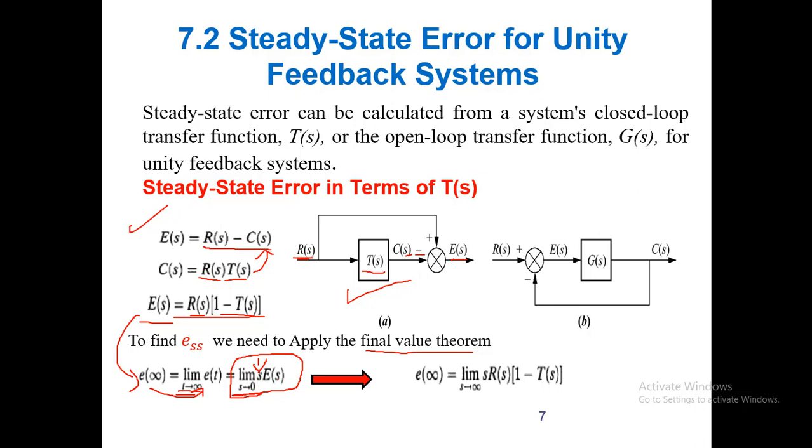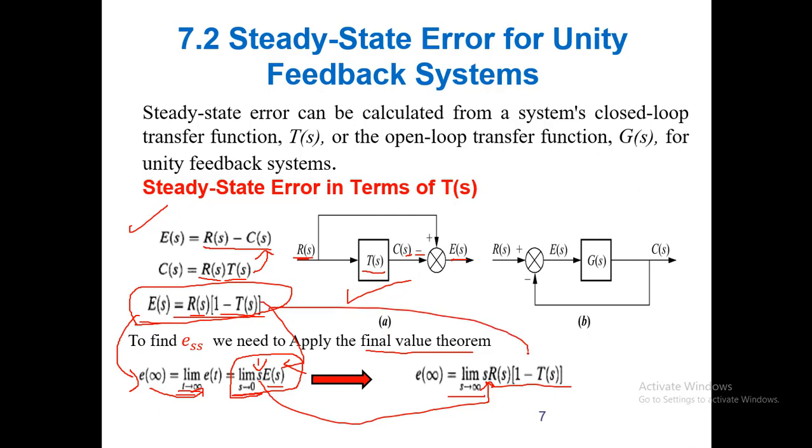Now put the value of E of s that you just found into this place, and you will get this value: limit as s tends to infinity, s, the same s will be coming over here, and R of s times 1 minus T of s. This whole thing comes over here. So this is your equation for the final steady state error.